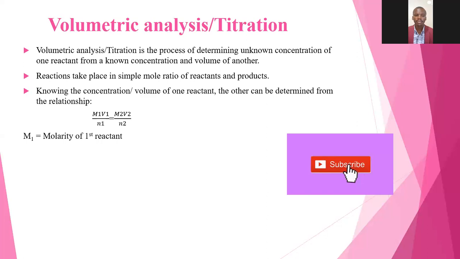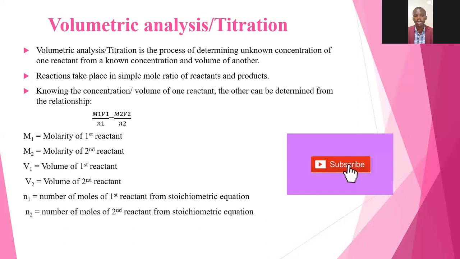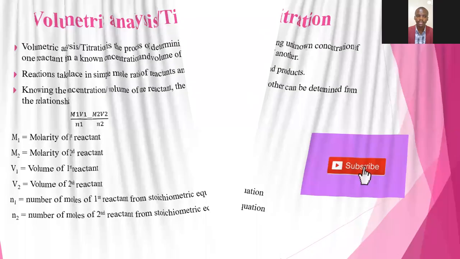So M1 is the molarity of the first reactant, then M2 is the molarity of the second reactant. Then we have V1, which is the volume of the first reactant, and V2, which is the volume of the second reactant. Then we have N1, which is the number of moles of the first reactant from the stoichiometric equation, the balanced equation. N2 is the number of moles of the second reactant from the stoichiometric equation. That is that.